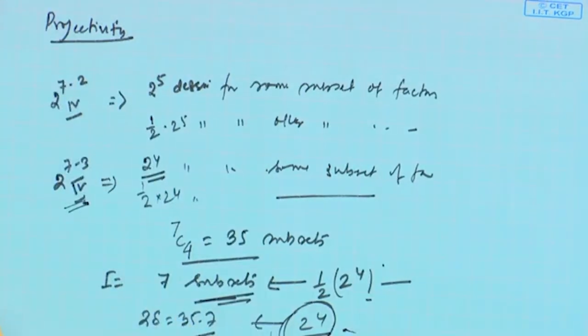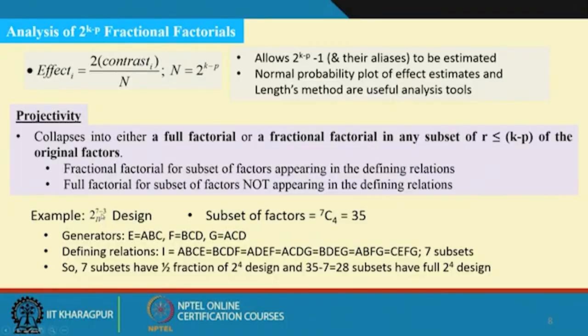You see, if we consider the example 2 to the power 7 minus 3 resolution 4 design, the number of subsets of factors is 35. Generators, we have seen earlier, we used ABC, BCD and ACD. From these three generators you can find 7 subsets of the defining relation, like A, B, C, B, C, D and so on, and this creates 7 subsets. So, there are another 28 subsets. These 7 subsets have a half fraction of the 2 to the power 4 design and the other 28 subsets have the full 2 to the power 4 design.